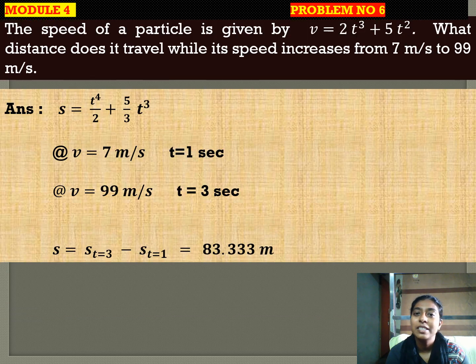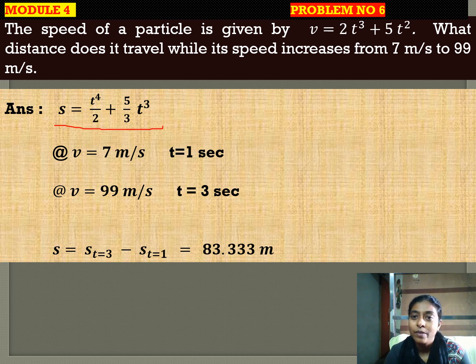The speed of the particle is given by v is equal to 2t cube plus 5t square. What distance does it travel while its speed increases from 7 meter per second to 99 meter per second? So how will you do this problem? Velocity is given. Equation for velocity is given. Integrate the equation of velocity. We will get equation of the displacement.